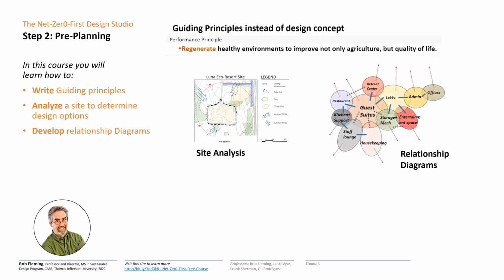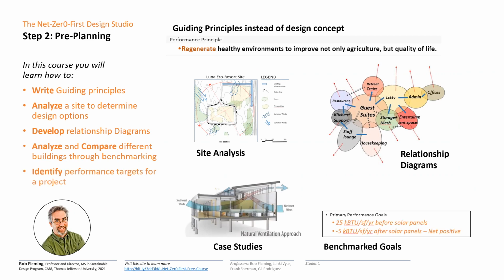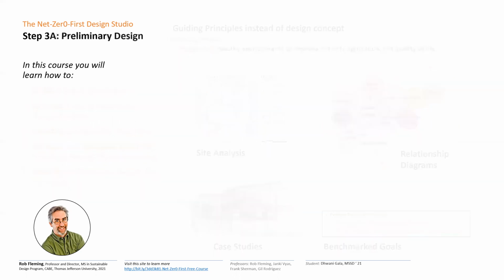We're going to develop relationship diagrams based on the program. We're going to analyze and compare case studies to generate benchmark performance goals. And you see here a -5 kBTU per square foot per year says that will be a net positive building.